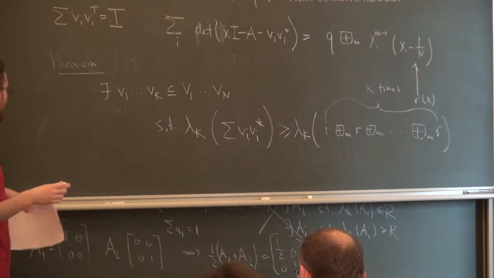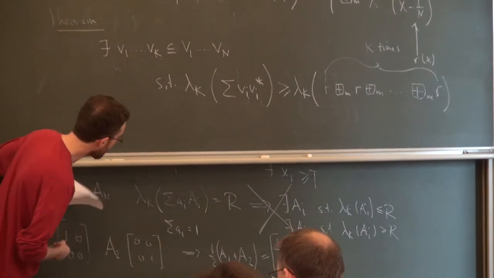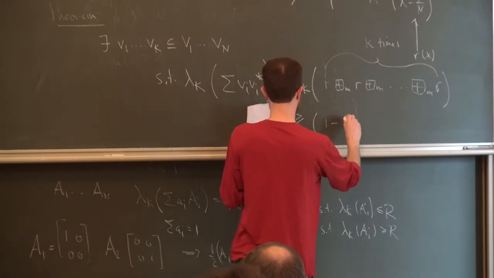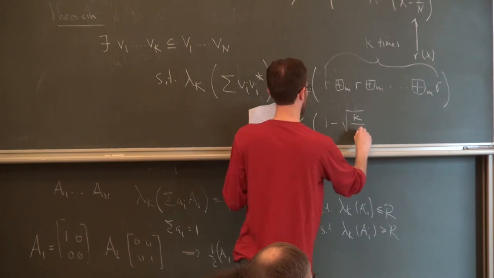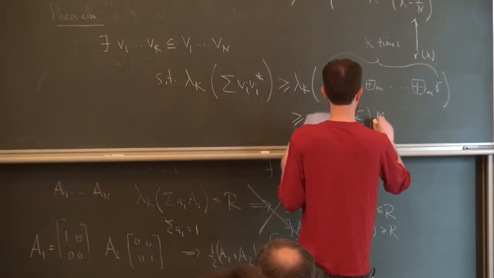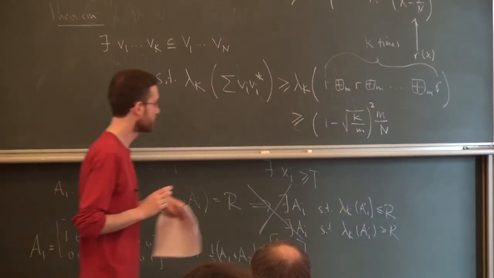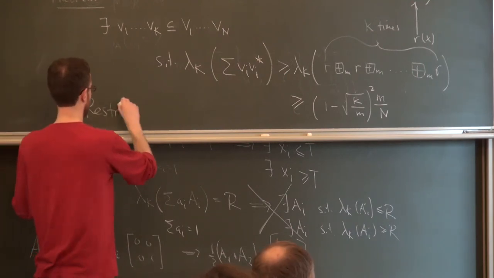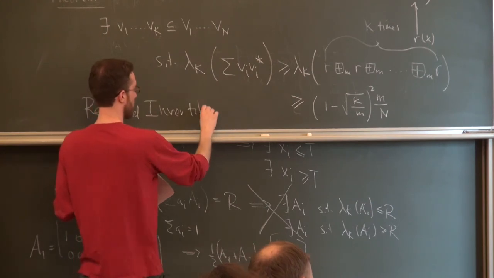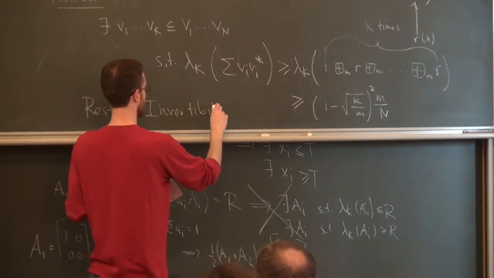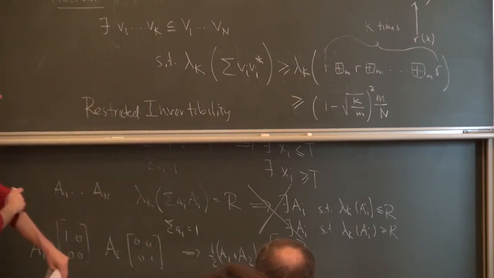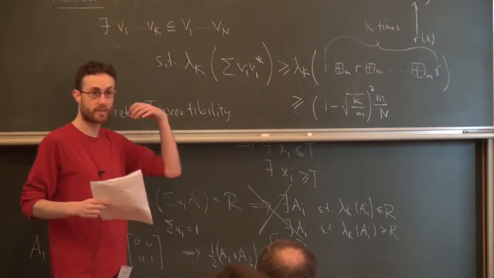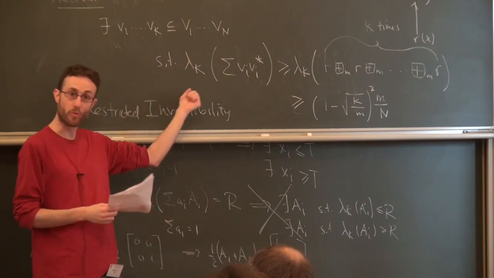And then if you go and do the math, it comes from this inequality that I mentioned before. You get that this is greater than or equal to 1 minus square root of K over M times M over N. And this is what's known as restricted invertibility. It's a subcase of a theorem of Bourgain and Tzafriri, which says that if you have a collection of vectors, you can pick some k subset of them such that they act with themselves like they're almost orthonormal.